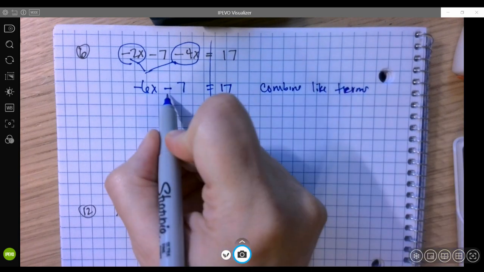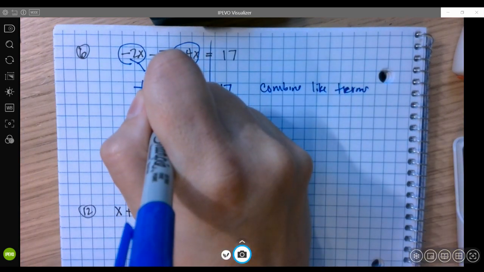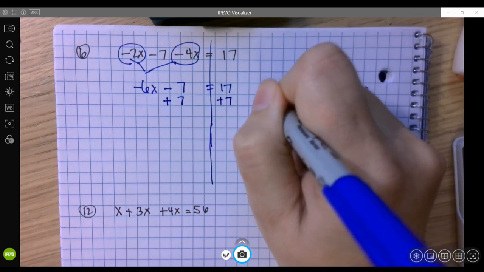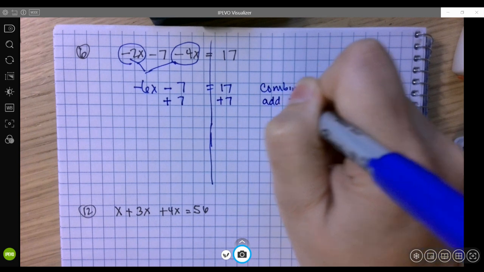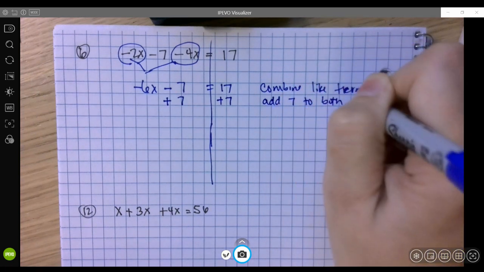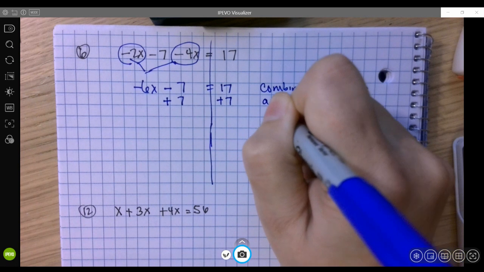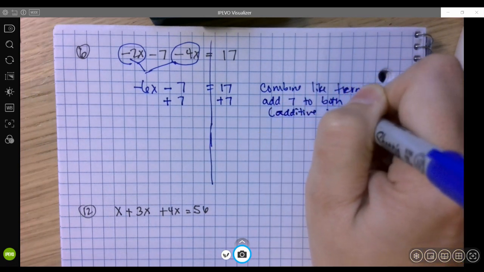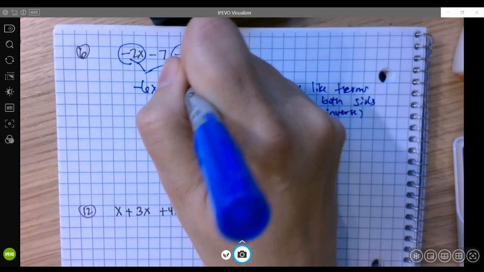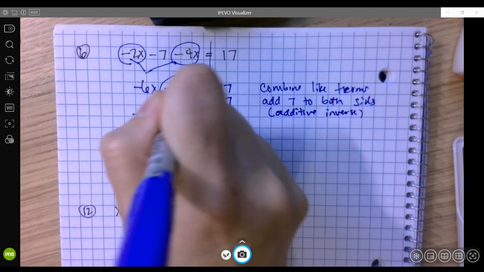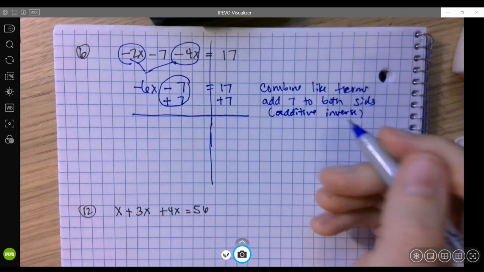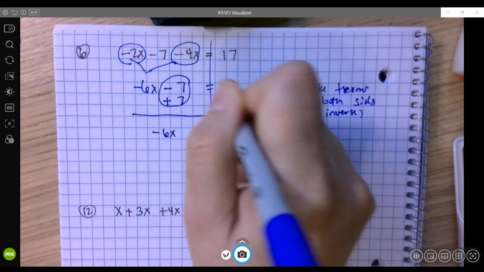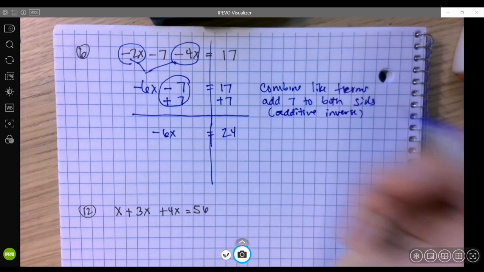So I'm going to, the opposite of subtracting 7, the opposite or the inverse of subtraction is addition. So this is add 7 to both sides. The technical term for this is additive inverse. The additive inverse is the number that gets this to 0. And negative 7 plus 7 does equal 0. So that's why I add 7 to both sides. So I get negative 6x plus 0 equals 17 plus 7 is 24.